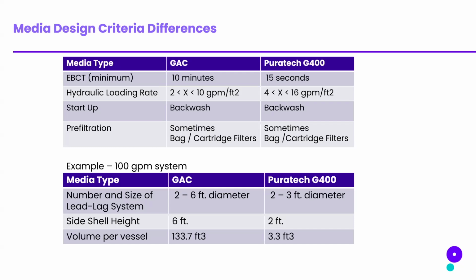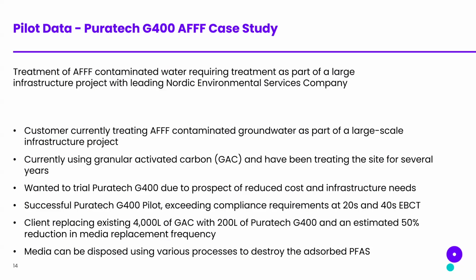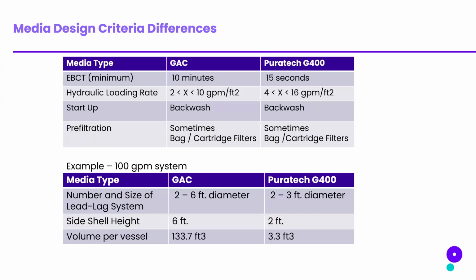But just to compare again a typical carbon system to a G400 system, minimum contact time on a carbon system is typically 10 minutes for PFAS at a hydraulic loading rate of 2 to 10 GPM per square foot. The PureTech product is as low as 15 seconds. Typically, it's 4 to 16 GPM. Both systems can be backwashed. Typically, there's some pre-filtration, which would be a cartridge filter to remove solids for both systems.